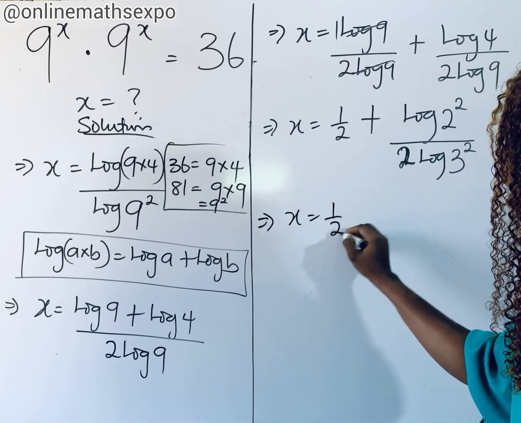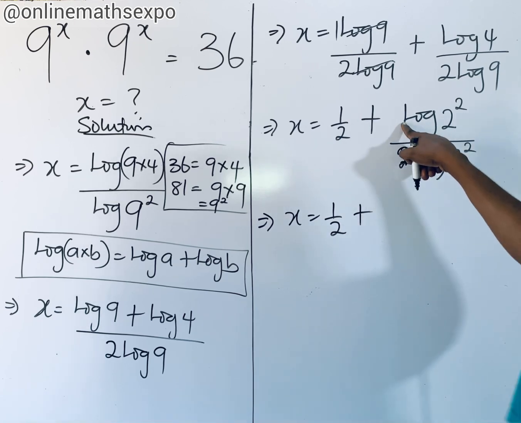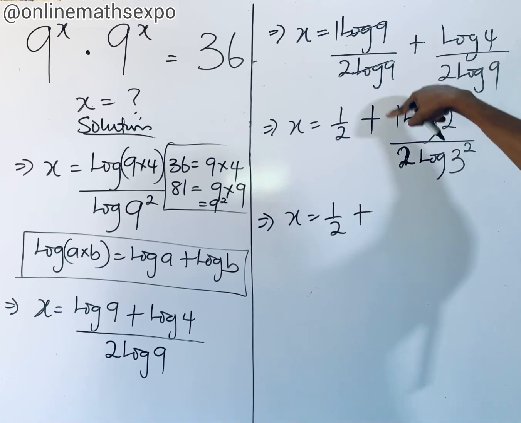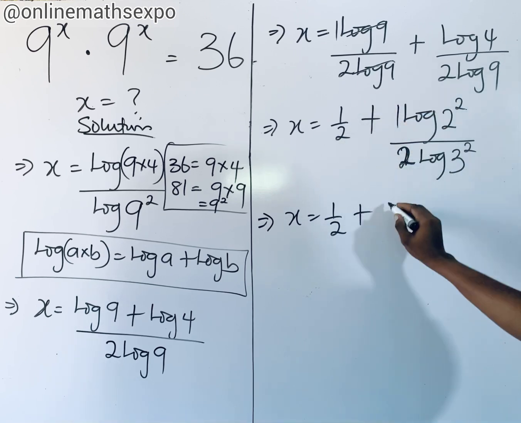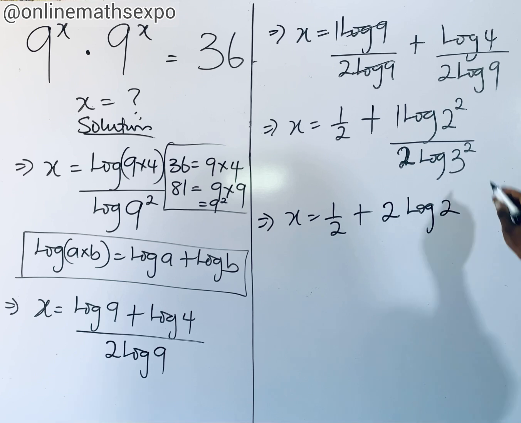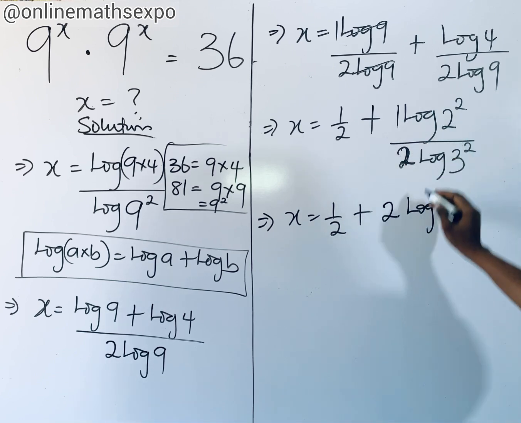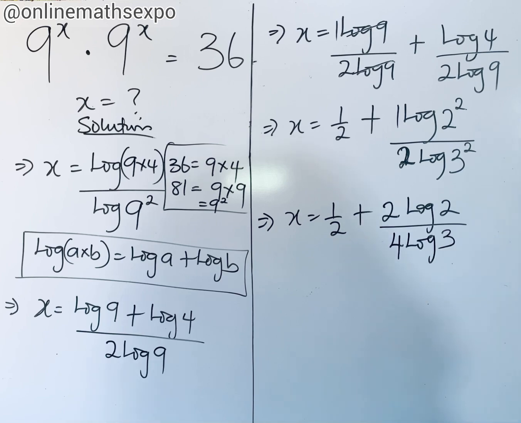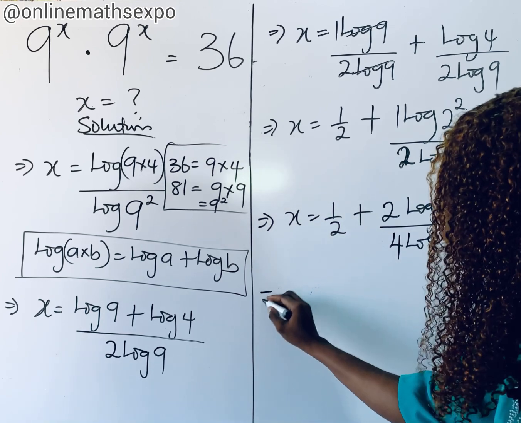X will give you half plus, now the coefficient here is 1, okay? So we're going to use this power to multiply. And when 2 multiplies, we have 2 log 2. I hope you are still with me there. Now this 2 multiplies this, so we're going to have 4 log 3. Interesting. Now what do? You keep simplifying.